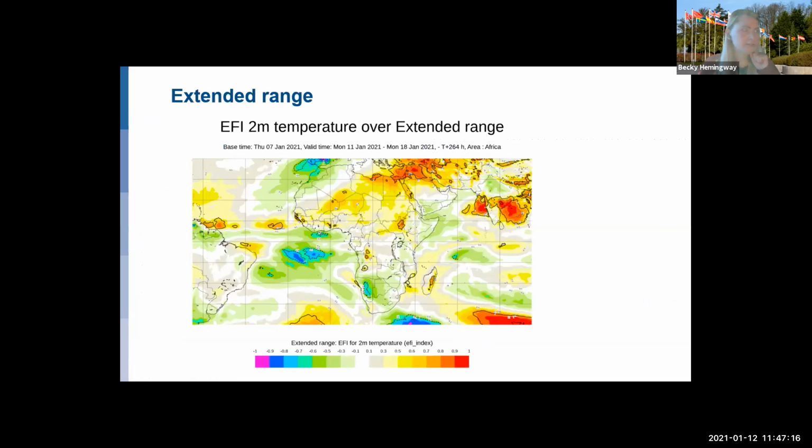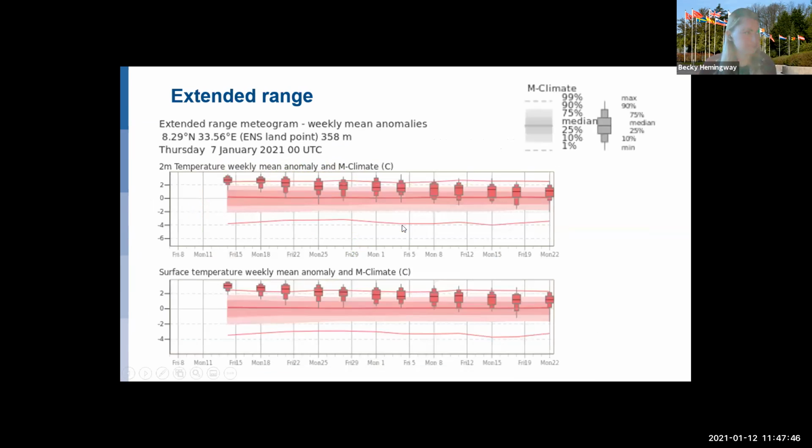And I'm just going to finish with extended range. So this is an EFI plot that we showed you yesterday. We showed you on open charts, if you click on them, you get a meteogram. So this is a plot. I'm going to click just over on the South Sudan and Ethiopia border. There's an area of temperature showing something interesting. There's something going on the border of South Sudan and Ethiopia for temperature. So I'm going to click on that.